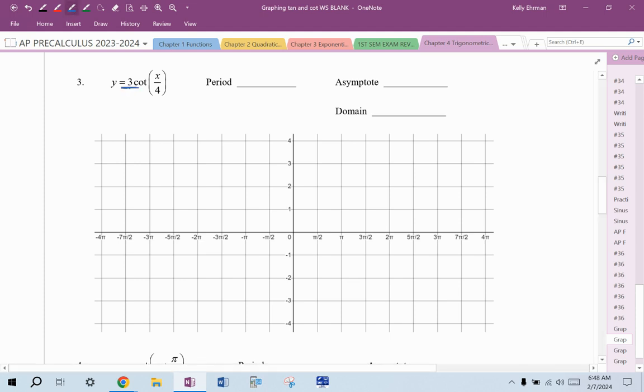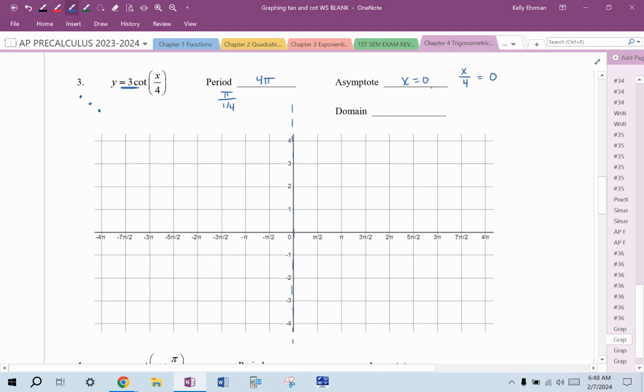So I'm going to make a note. If it's a positive cotangent, it looks like this, what we just did, decreasing. The period is still pi divided by b. Pi divided by 1/4 is 4 pi. The asymptote is taking the expression inside of cotangent and setting it equal to 0. Cotangent is the easy one to solve because the parent function has one of the asymptotes at 0. So x equals 0. So that's easy. I can sketch that in.